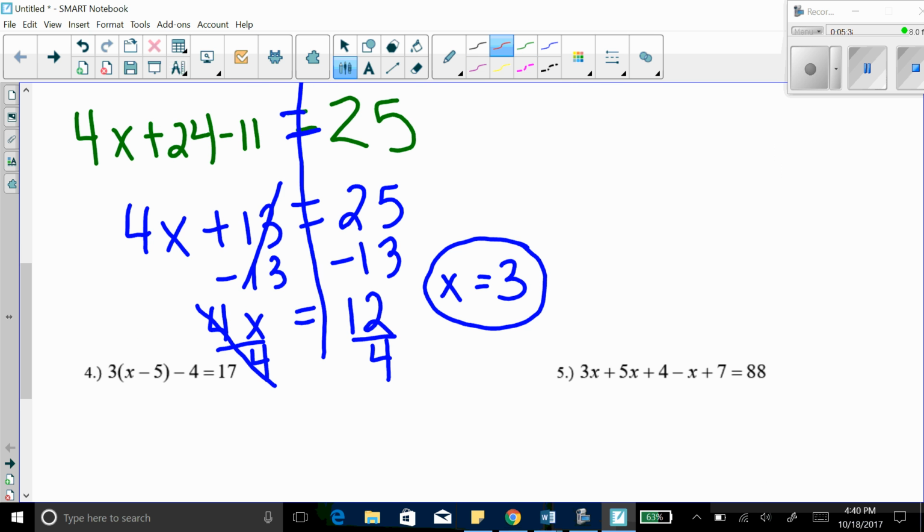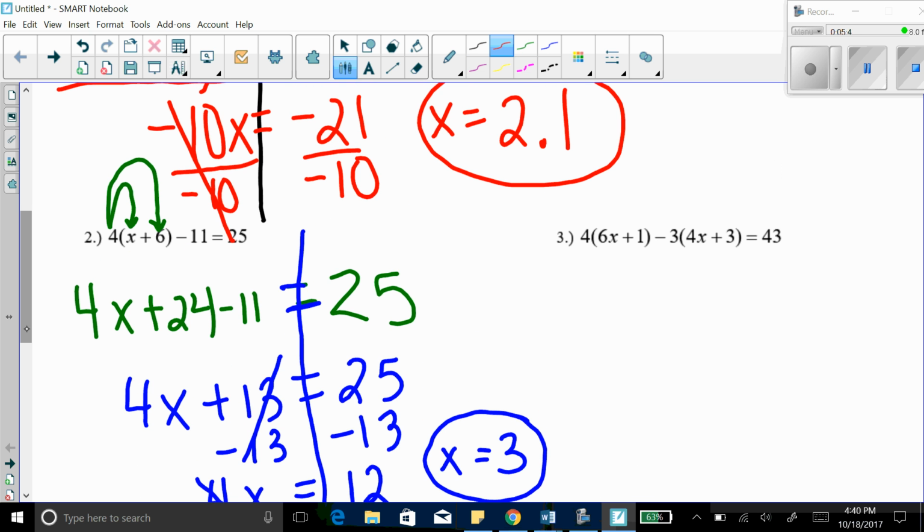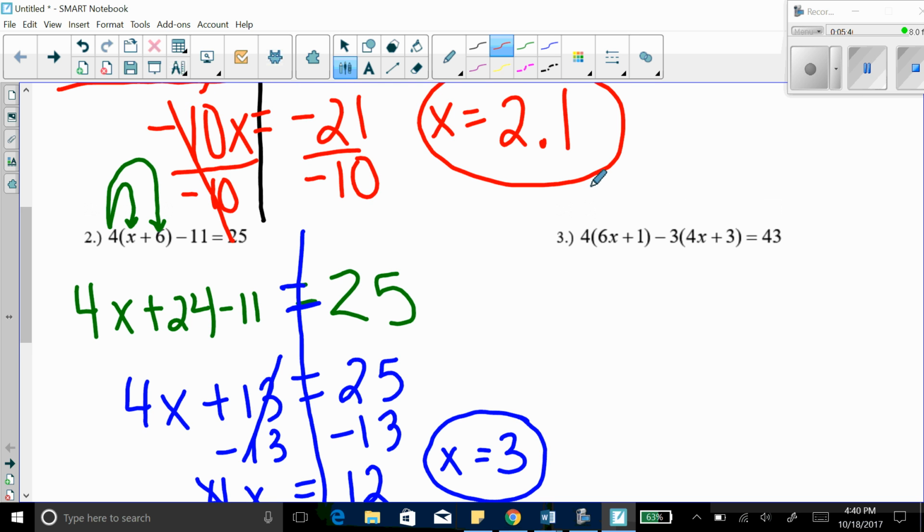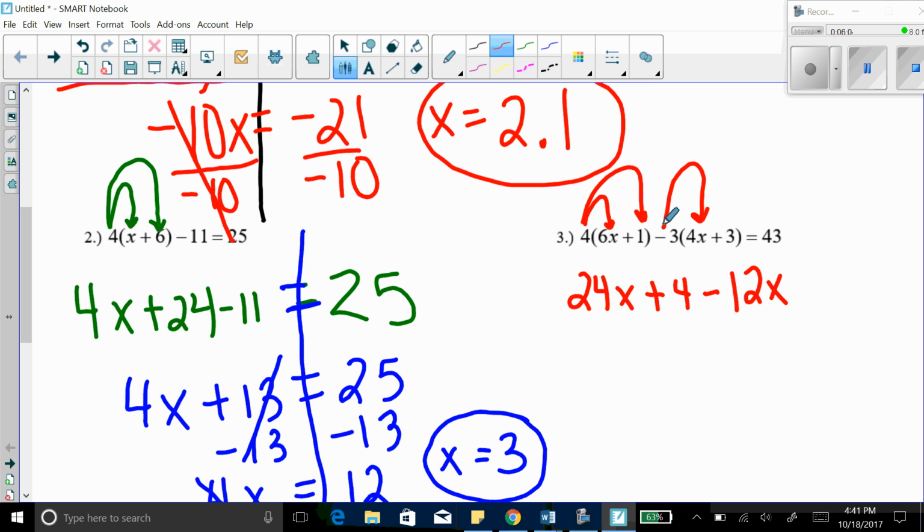Okay, number 3. There's a lot of distributing going on, so I'm going to start. 4 times 6x is 24x. 4 times 1 is a positive 4. Negative 3 times 4x gives me a negative 12x. And a negative 3 times a positive 3 is a negative 9. We still have equals 43.